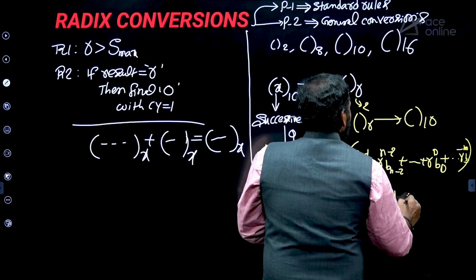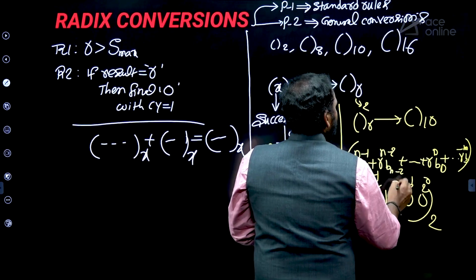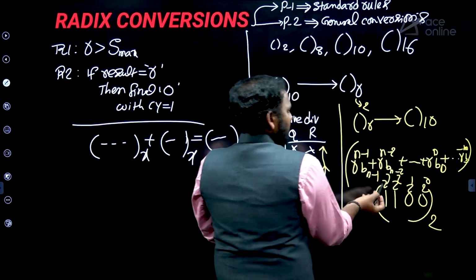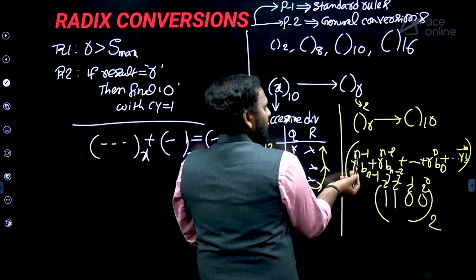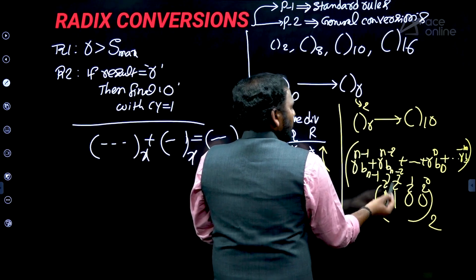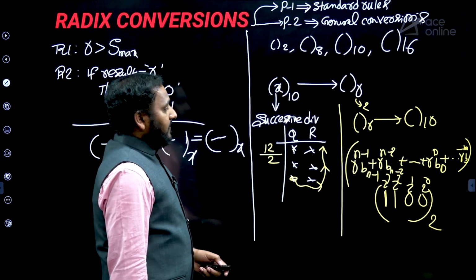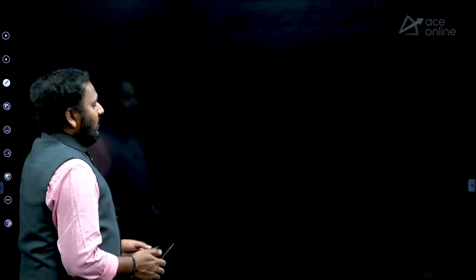For example, 1100 in base 2: this is 2 power 0, 2 power 1, 2 power 3. Here 2 power 3 is nothing but r power n minus 1, and this 1 is nothing but b(n minus 1), the bit value. By taking the products, we get the number back. This is one set, a total of 6 conversions. What is the other set?